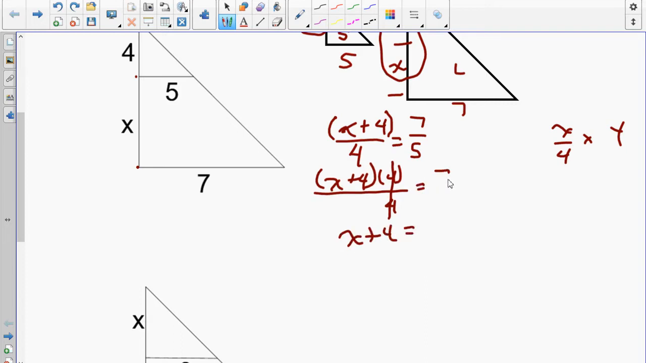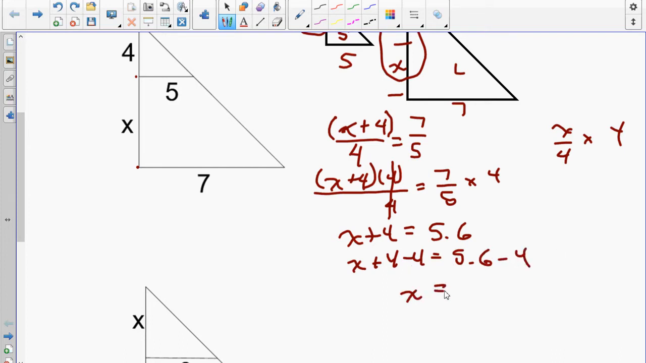Now, whatever I do on the left-hand side, I've got to do on the right. So this becomes 28 divided by 5, which is 5.6. Now, what I need to do is to take and get rid of the added 4 now. So that becomes x plus 4 take away 4 is equal to 5.6 take away 4. So this becomes 0, leaving you with x, and 5.6 take away 4 is 1.6. So x over here is 1.6 units.